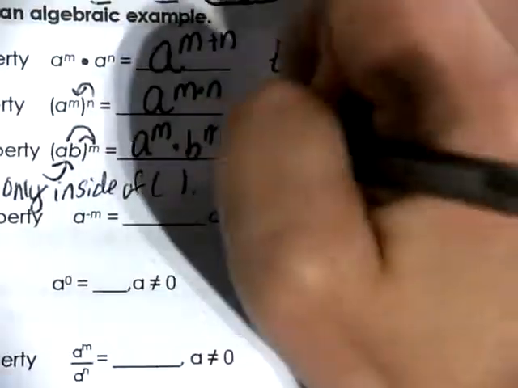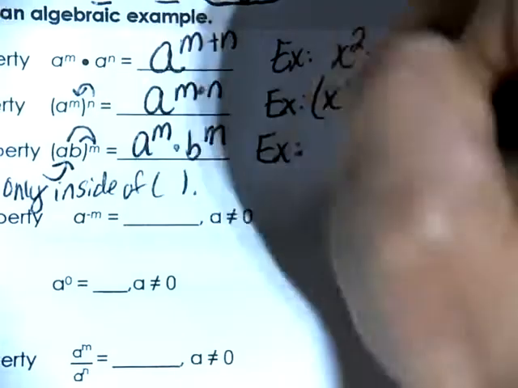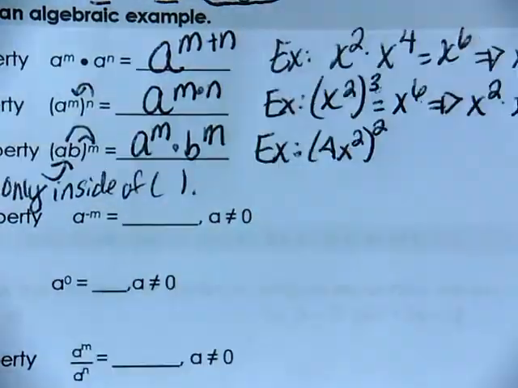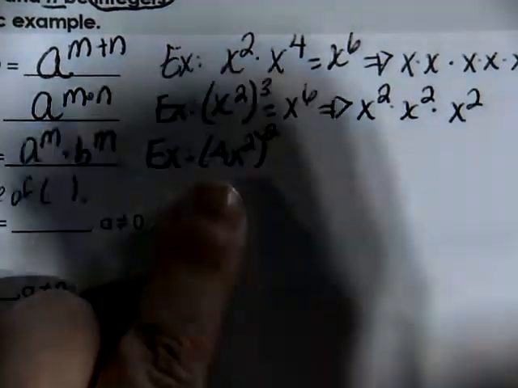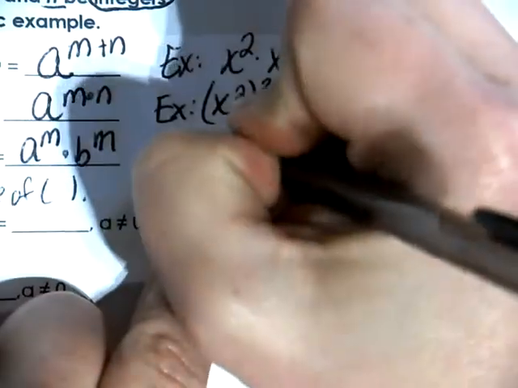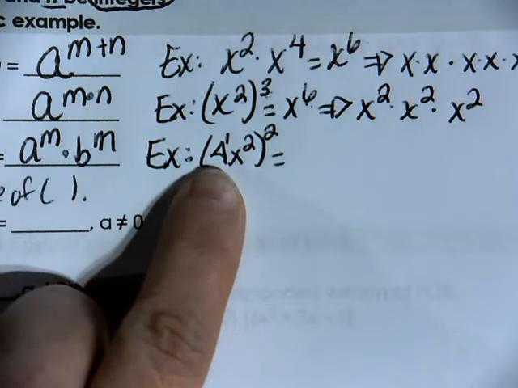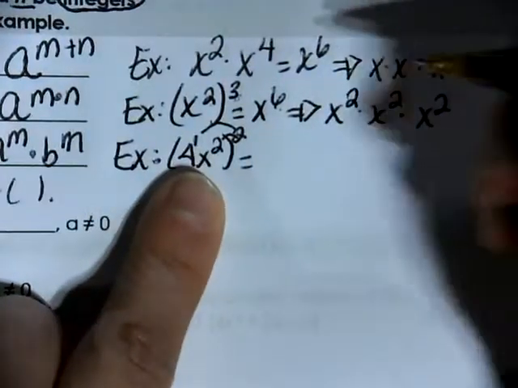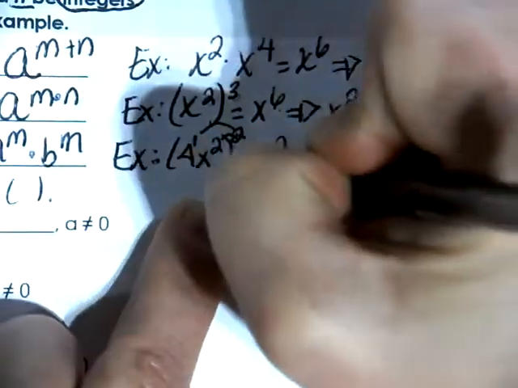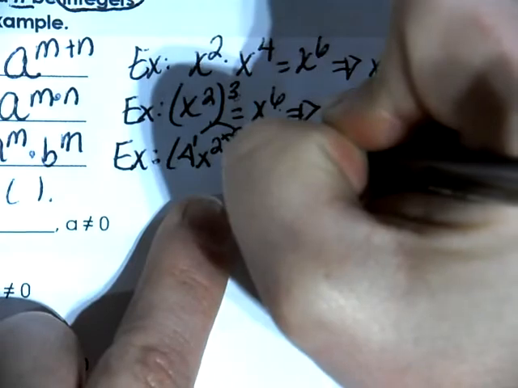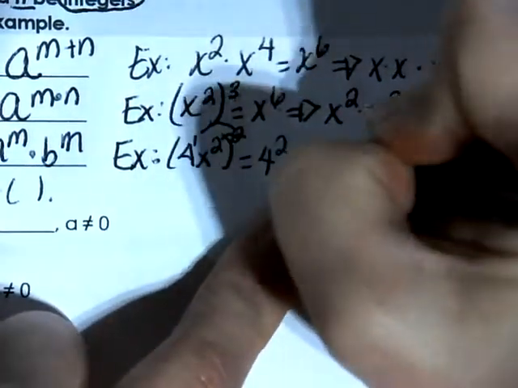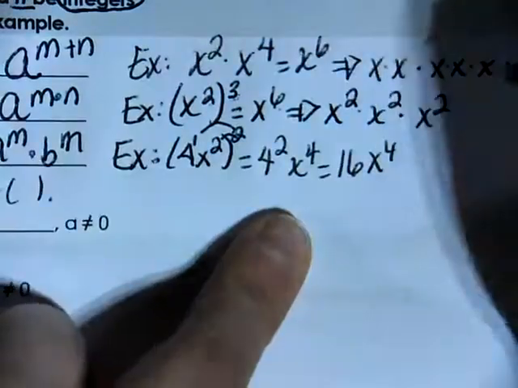A quick example of what this looks like would be something like 4x squared raised to the second power. What you would do is distribute. Technically every single number has an exponent, an invisible one, and you would distribute that exponent to each term. So this would be 4 squared times x to the 2 times 2 power, which is the fourth power. So this is 16x to the fourth power.